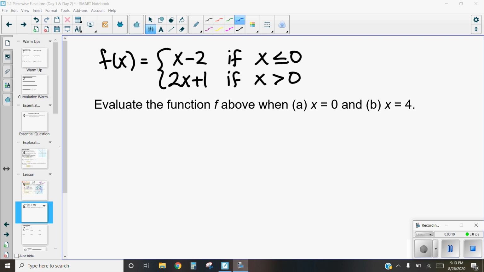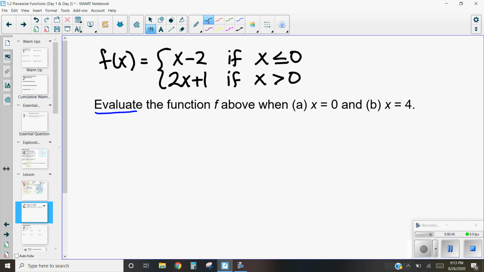So here's an example of a piecewise function. F of x equals x minus 2 if x is less than or equal to 0, or 2x plus 1 if x is greater than 0. Now, we want to look at how to evaluate that function. Evaluate is a fancy way of saying that I want to figure out if I put a number in for x, what the y value is going to be. That's how we evaluate a function.